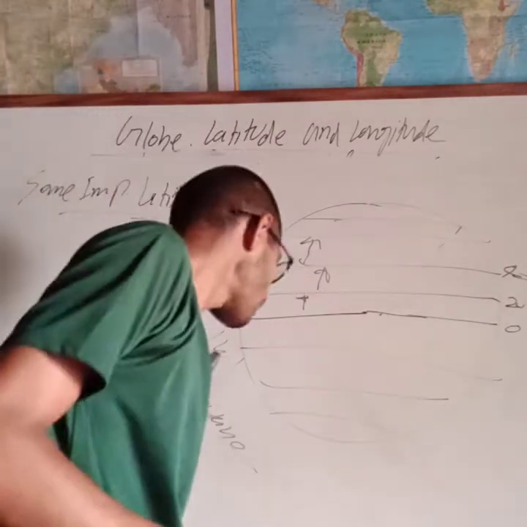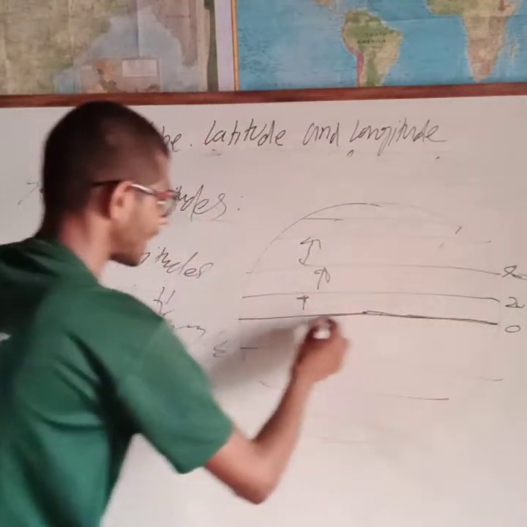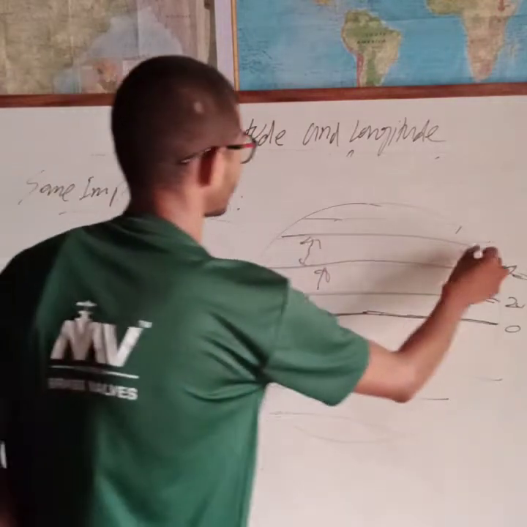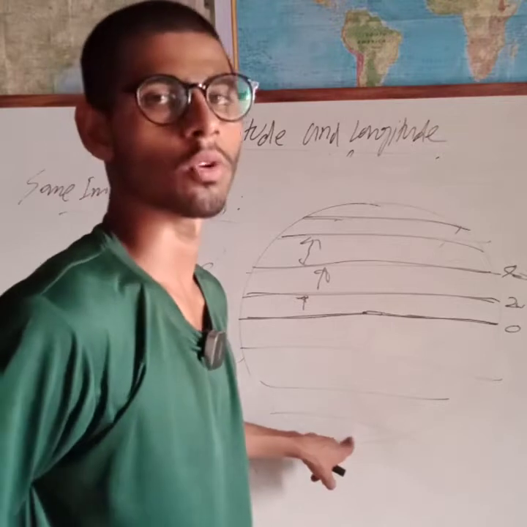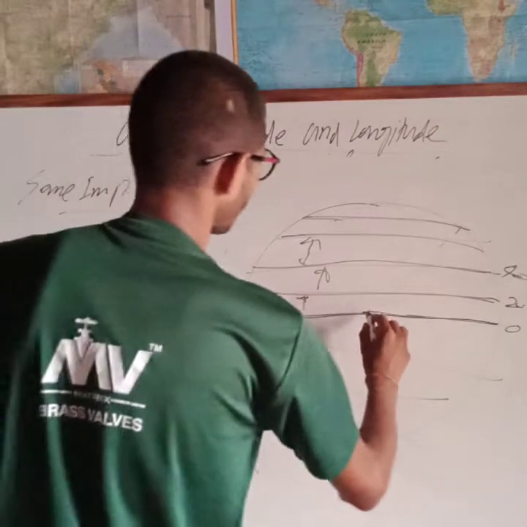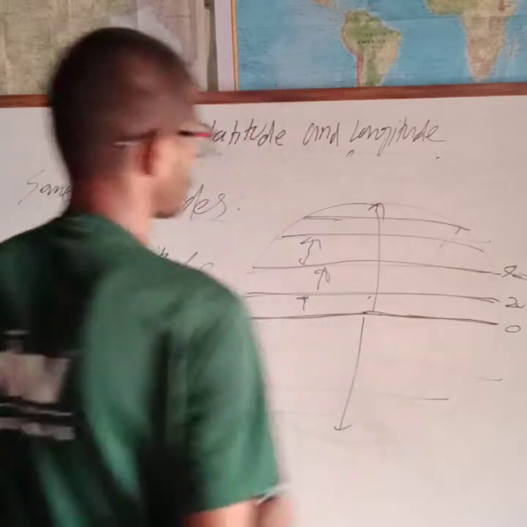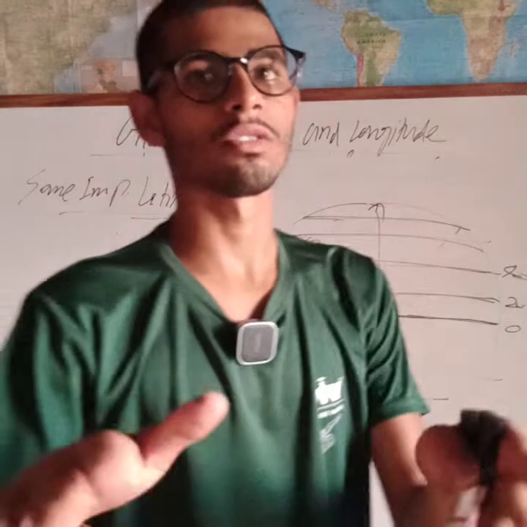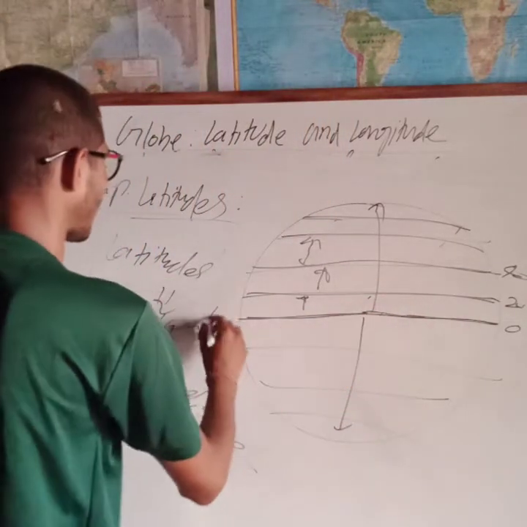And one more thing: if you see the length of this latitude, the length of the latitude starts decreasing as we move from the equator towards the poles, whether in the northern hemisphere or the southern hemisphere. So the length of the latitude starts decreasing, and this 0 degree latitude we call the equator.